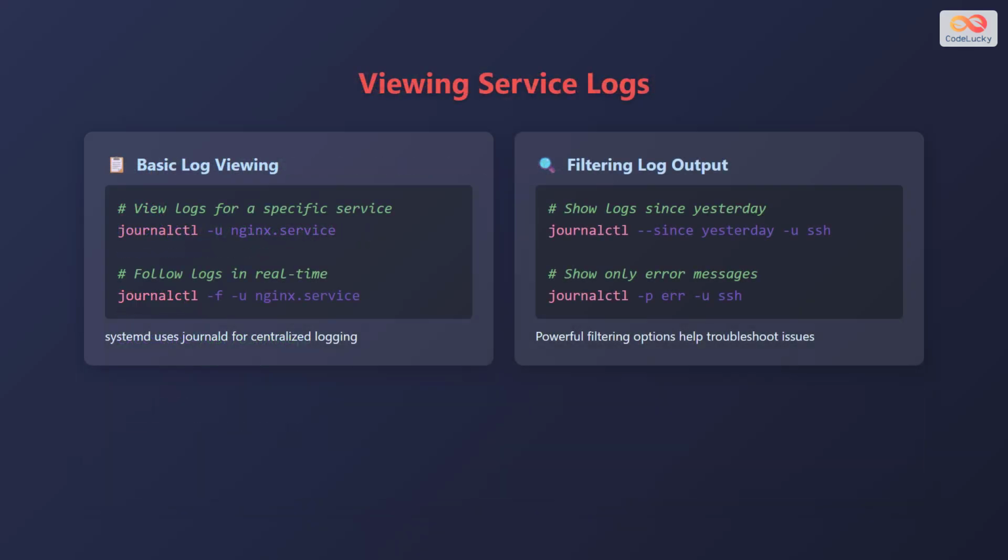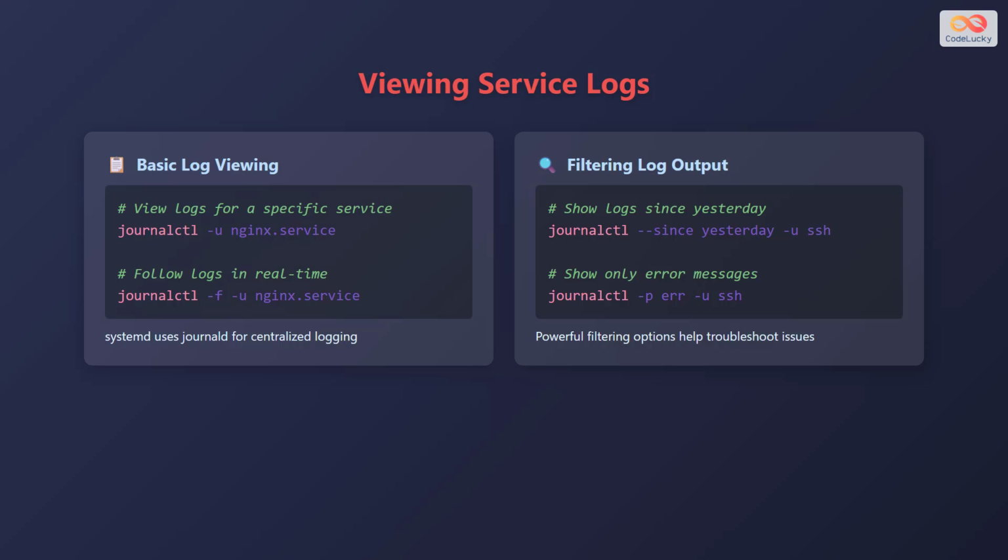Systemd uses journalctl for centralized logging, making it easier to view and manage service logs. For basic log viewing, to view logs for a specific service, use the command journalctl -u followed by the service name, for example, journalctl -u nginx.service.